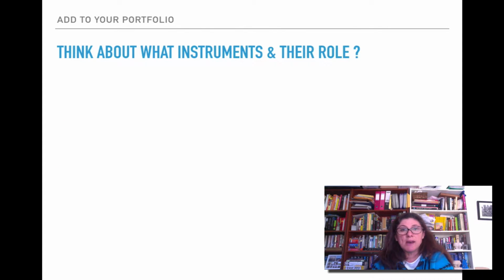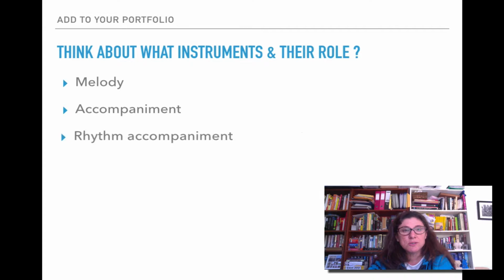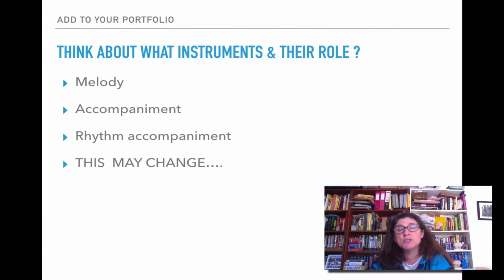Then you need to think about what instruments you'll have and their roles. So obviously your main instrument is going to have the melody, but then what other instruments are you going to use in there? Are you going to use an accompaniment? What instruments are you going to use? Are you going to have a rhythmic accompaniment as well? But whatever you choose, it should be characteristic of the style that you're using.